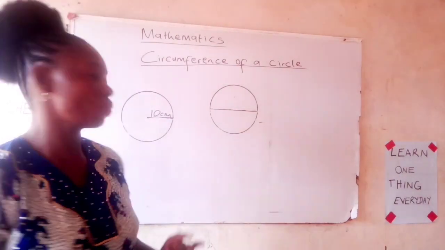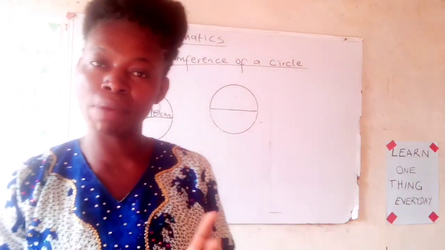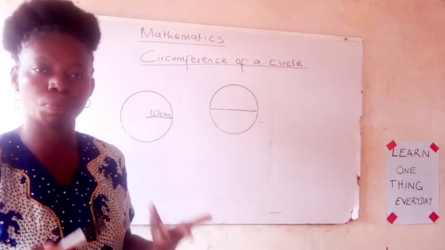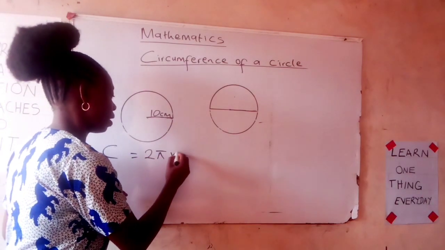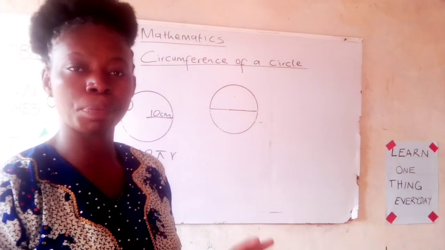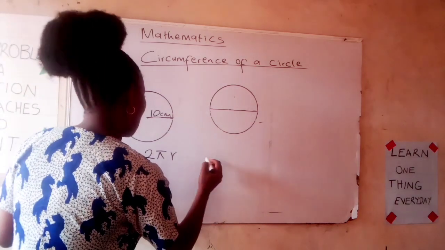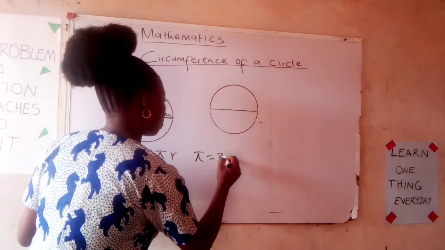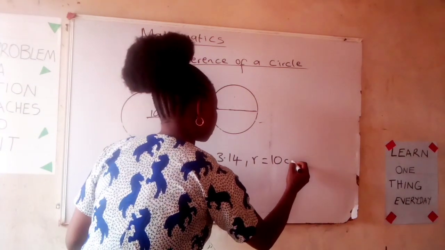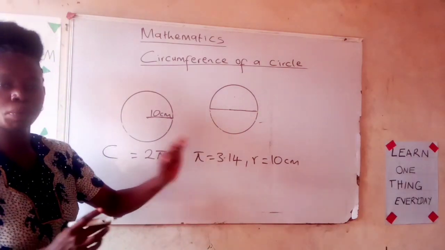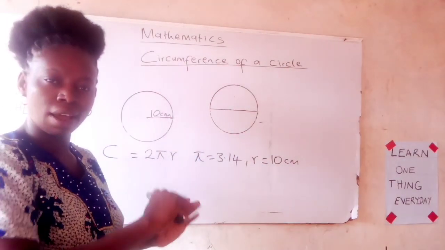Very, very simple. Let us look at the second example. Find the circumference of a circle with radius 10 cm. How do you do it? Remember, the formula says circumference is 2 pi r. Circumference, which is C, equals 2 pi r. I can use 22 over 7 or 3.14. Here, I want to use 3.14 because it will be easier for me to solve. So pi is equal to 3.14 and our radius is equal to 10 cm. So I'm going to substitute in the formula.